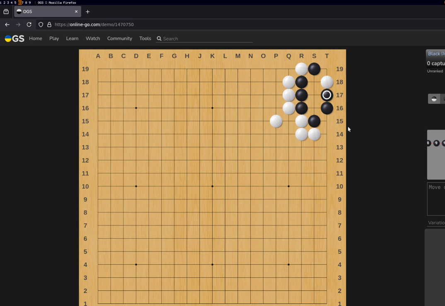And it's a very surprising move that you probably wouldn't think of if you didn't know it, right? So it's this descent here at T14. And the point is that when you throw in here, this becomes self-Atari. So black has to capture, and then you falsify the eye.